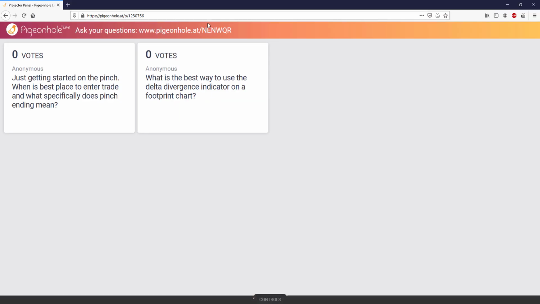So here we go. Again, just two questions that people submitted. The first one is around the Jobo pinch and just understanding when to enter into a trade. What does the pinch specifically mean? So I'll bring over the chart for the pinch onto the screen here.